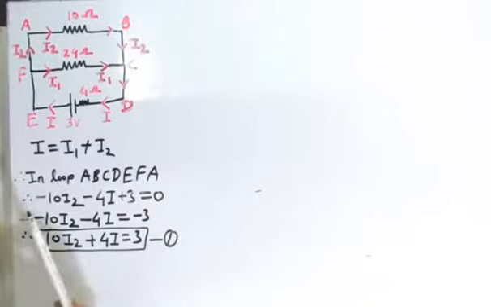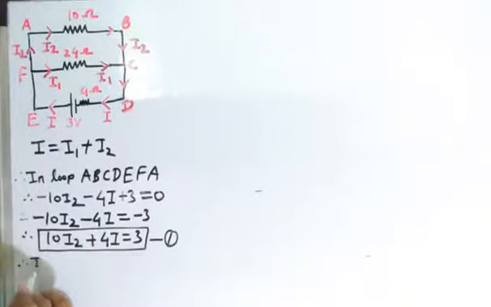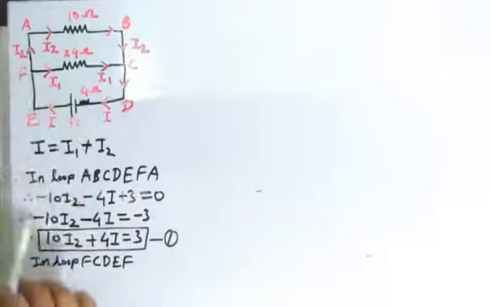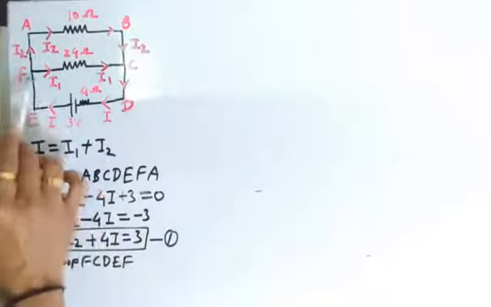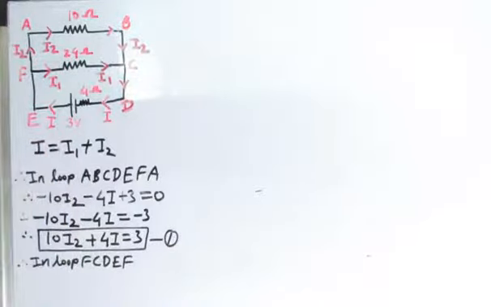Now we are going to apply Kirchhoff's second law to the next loop, that is F, C, D, E, F. So we can write in loop F, C, D, E, F. We start from the point F. From point F to C, the direction of flow of current and the direction of tracing of the loop is the same. Therefore, we can write minus 24 I1.